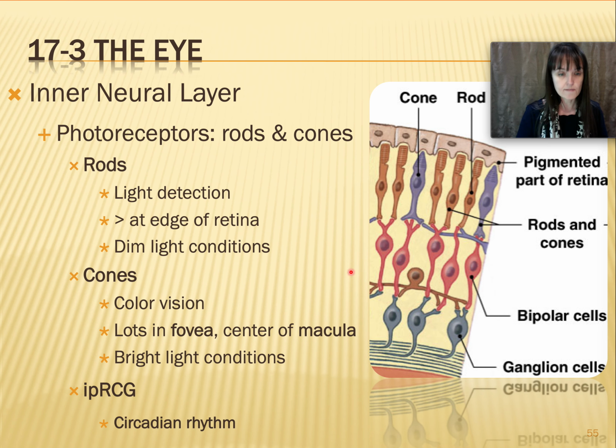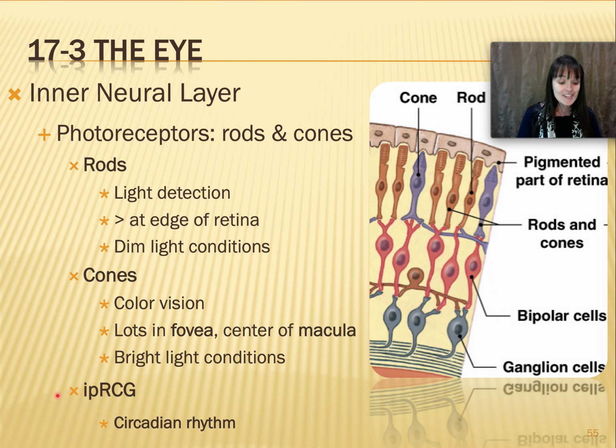The outermost layer of cells in the retina are photoreceptors. There are two main types of photoreceptors, and they are rods and cones. The rods do light detection. They're more at the edges of the retina, and they are most useful in dim light conditions. The cones are responsible for color vision. There are lots in the fovea, which is the center of the macula, and they are responsible for vision in bright light conditions.